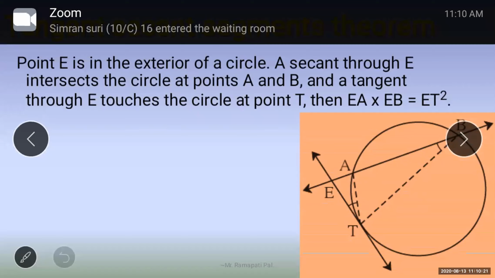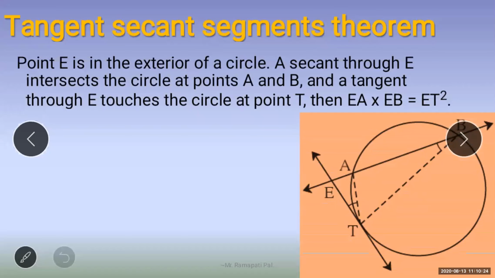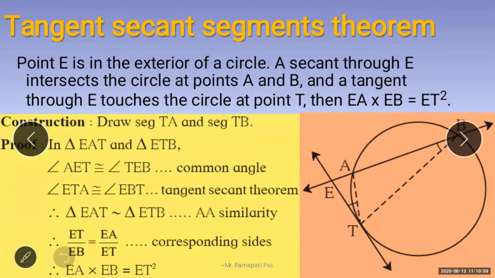A secant through E intersects the circle at points A and B, and a tangent through E touches the circle at point T. You can see a tangent. Then what do we have to prove? EA into EB is equal to ET square. Again I am repeating. EA into EB is equal to ET square. Now I will show you the theorem. Okay?